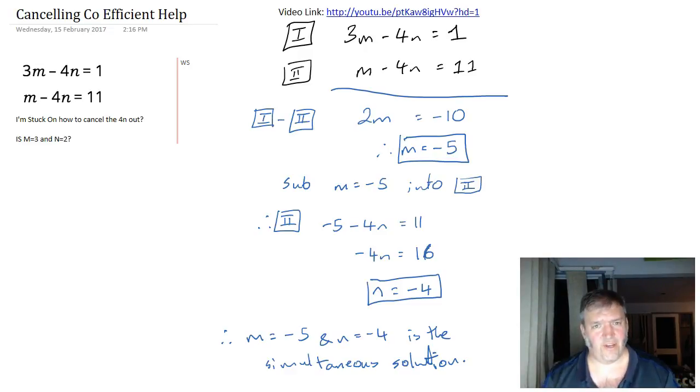G'day guys, this is actually a question my Year 10's asked me. It's about the elimination method, and I've gone through and solved it using the elimination method. Now you know from your little outline that we don't need to do that for this test. If you want to have a look at it, I suggest you have a look at that video and that will step you through how to do elimination.